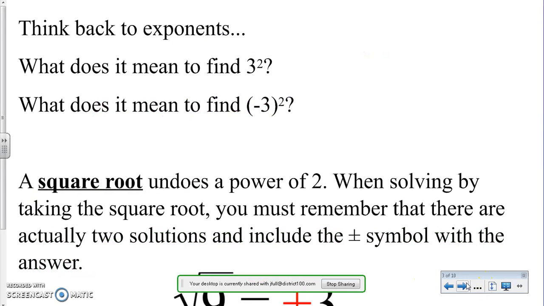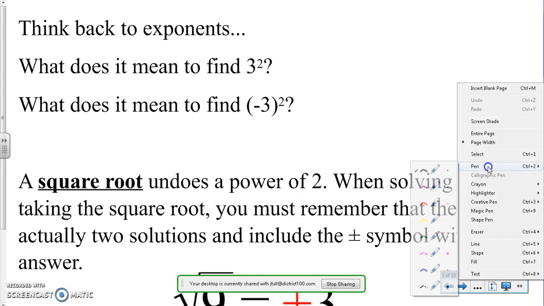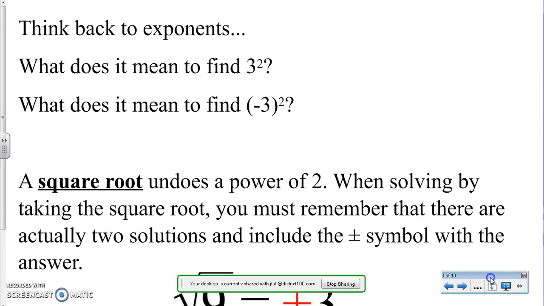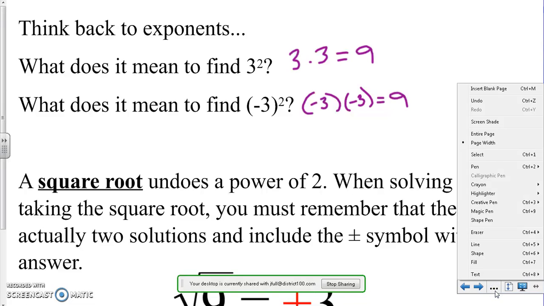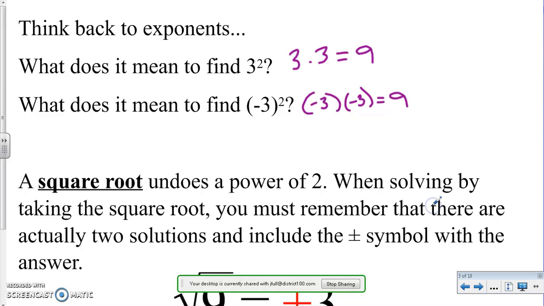Okay, think back to exponents. What does it mean to find 3 squared, and what does it mean to find negative 3 squared? Well, when we're squaring anything, that means we're going to multiply by itself. So 3 squared is 3 times 3, which gives us 9. Negative 3 squared is negative 3 times negative 3, which is also 9. Okay, interesting. Square two different numbers, we get the same answer.